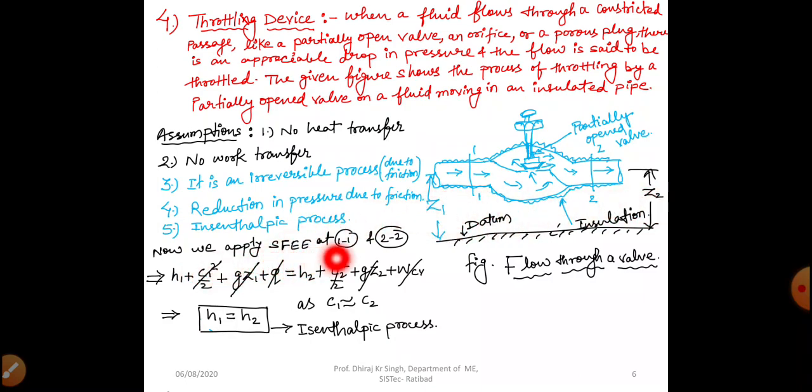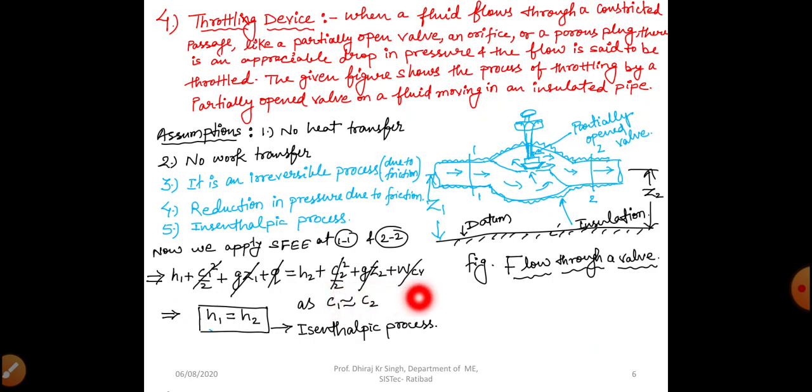When we apply the steady flow energy equation, it is H1 plus C1 squared by 2 plus gZ1 plus Q equal to H2 plus C2 squared by 2 plus gZ2 plus W_CV. We know work done is 0, heat transfer is 0, change in potential energy is 0, and since C1 equals C2, the change in kinetic energy is also 0. So finally we have H1 on the left hand side and H2 on the right hand side. That means enthalpy at section 1 is equal to enthalpy at section 2. So the expression for a throttling device is H1 equal to H2.